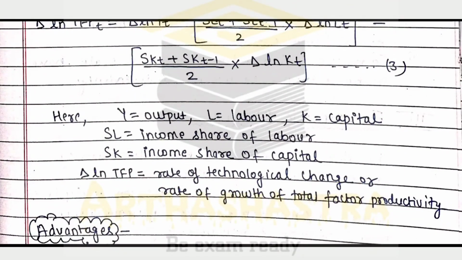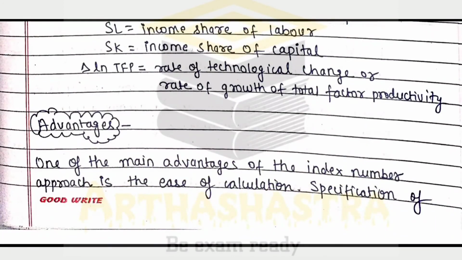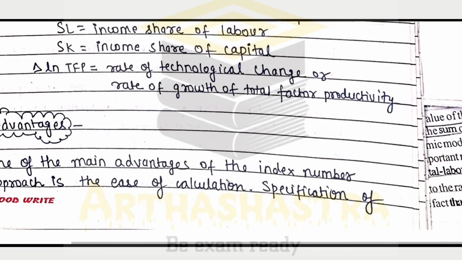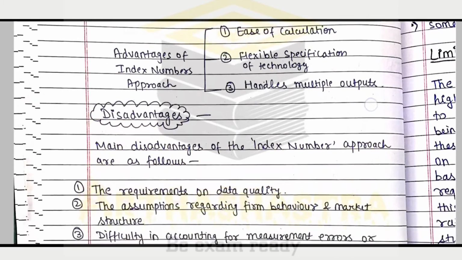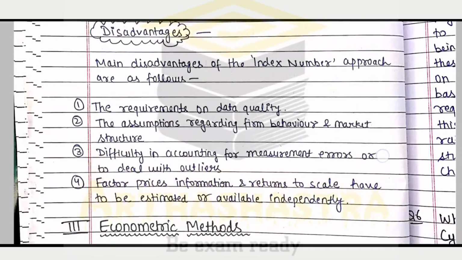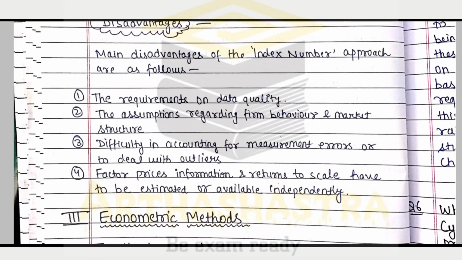Now we are mentioning the advantages of using the index number approach, that is the ease of calculation. Second is flexible specification of technology. Third is that it handles multiple outputs. Now we are mentioning the disadvantages associated with this approach of measurement. So there are 3 to 4 disadvantages: requirements of data quality, assumptions regarding firm behavior, and market structure.